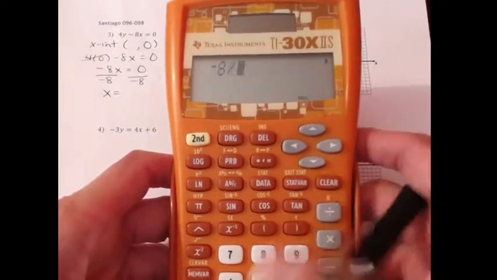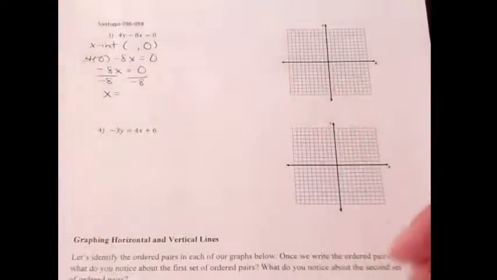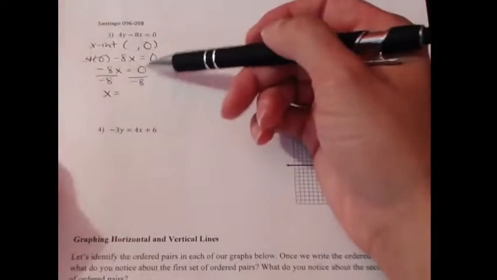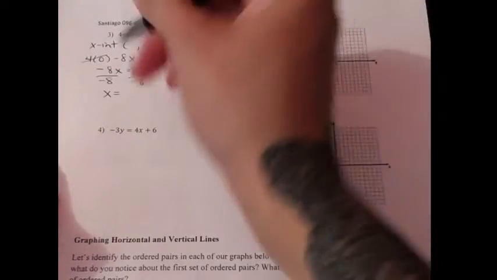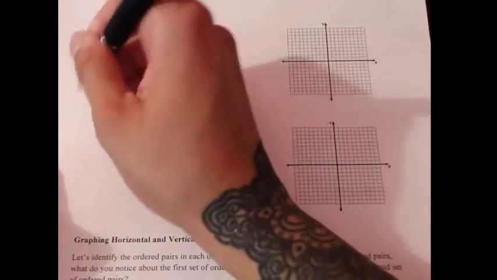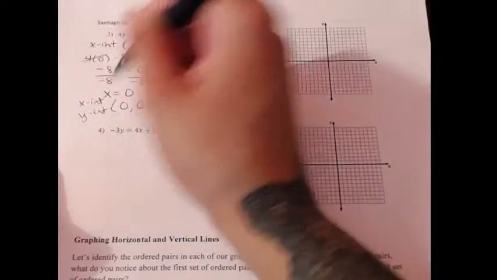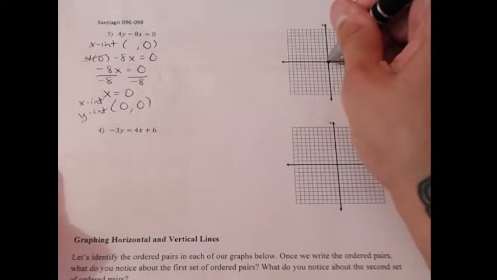Take a look at the other way. Error, right? Undefined. So because the 0 is in the numerator, this is fine. 0 divided by negative 8 is 0, which means that the x-intercept is 0, 0. But guess what? That also means that the y-intercept is 0, 0.